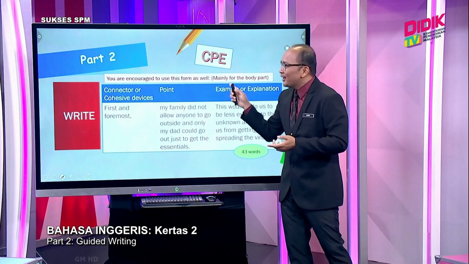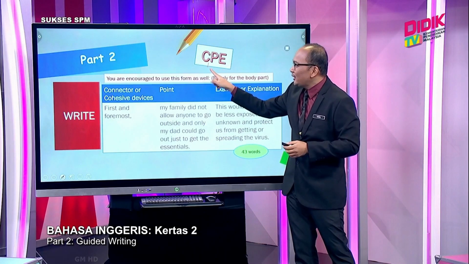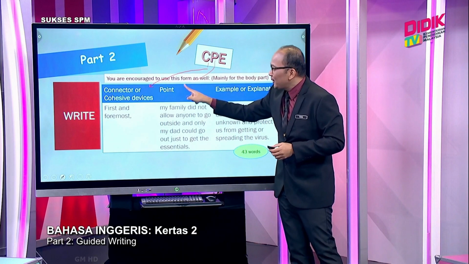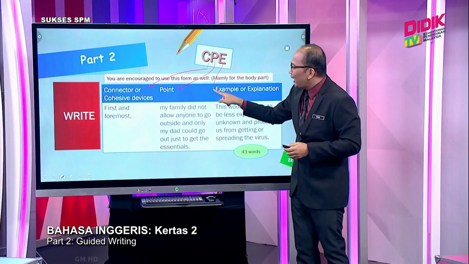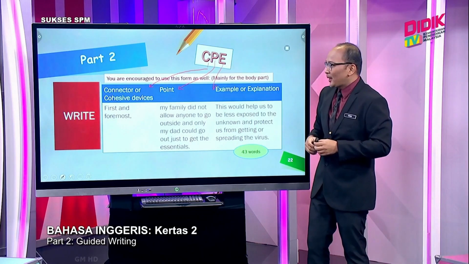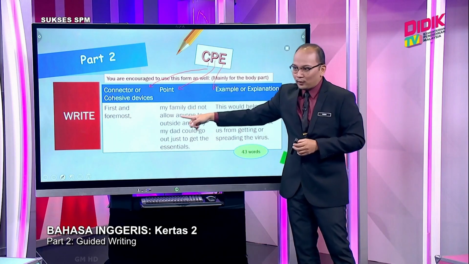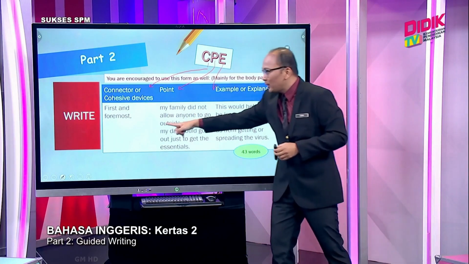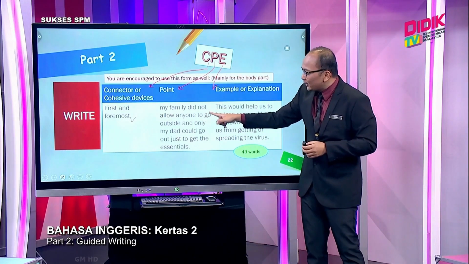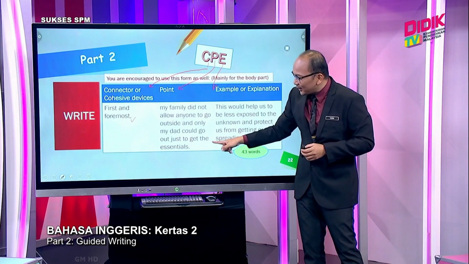Before that, we look at the writing part, which is the CPE. C is for using connectors. P is for points. And E is for example or explanation. So the example I am giving over here, first and foremost, is one of the examples of cohesive devices. What is the point? My family did not allow anyone to go outside, and only my dad could go out just to get the essentials.